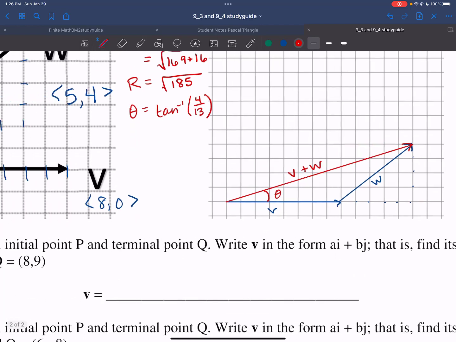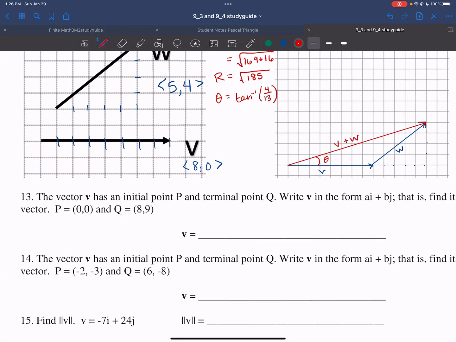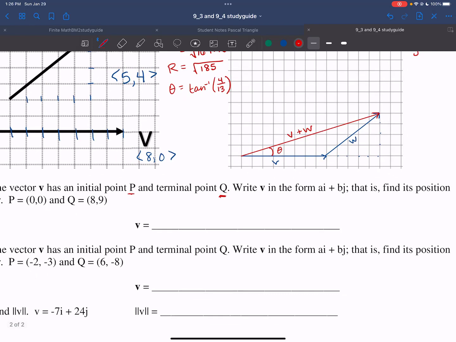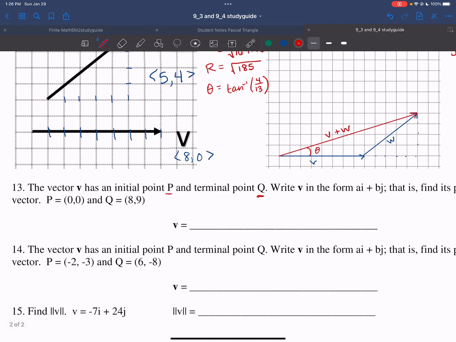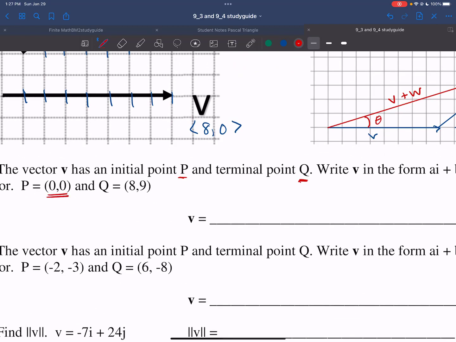Okay. All right. The vector v has an initial point P and a terminal point Q. So this is where it starts, and this is where it ends. Write v in the form of ai plus bj, that is, find its position vector. And if P is equal to 0, 0, which is the origin, then that means Q is my position vector. So all I have to do is just write that out. So my 8 would be my i, and then plus 9j. So that's an easy one.